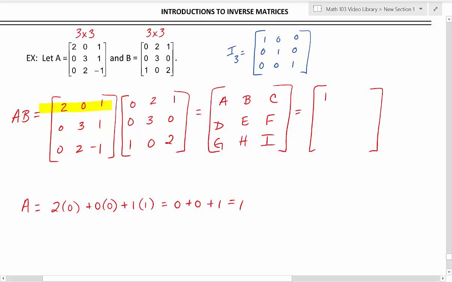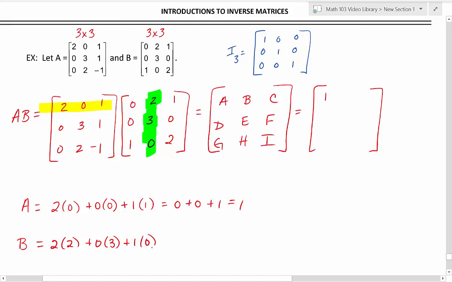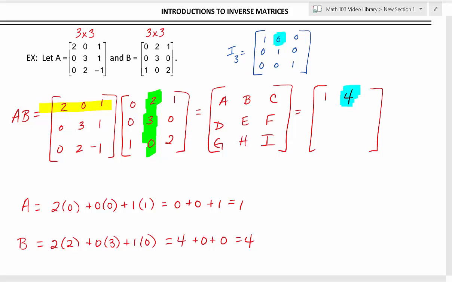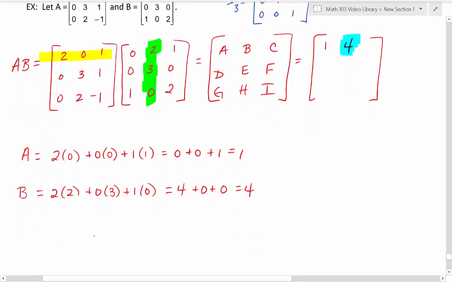Element B, it's positioned first row, second column. So that's going to be 2 times 2 plus 0 times 3 plus 1 times 0. That's 4 plus 0 plus 0, which is 4. Oh no, we got a problem. Here we have a 4, and the identity has a 0 in that spot. I would not waste my time doing any other multiplication. We can conclude that A and B are not inverses of each other.